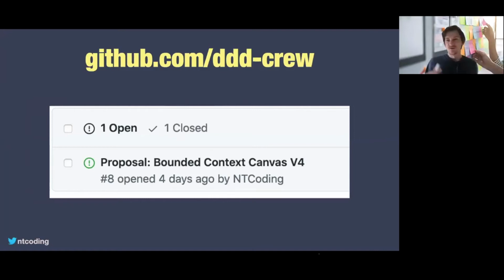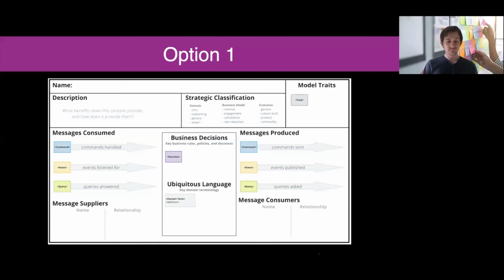So if you do want to contribute, you can go to github.com DDD crew, bounded context canvas, and we have an open issue called the bounded context canvas v4. You can put comments in here. You can upload pictures in here. Just come and have a look at the conversation. You're definitely welcome. So here's what we've got.